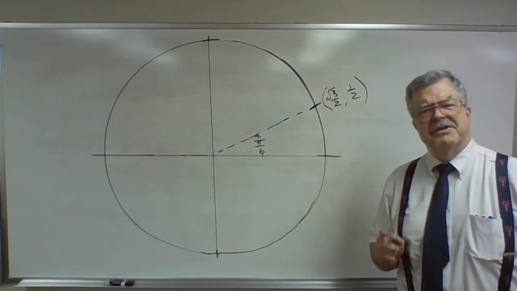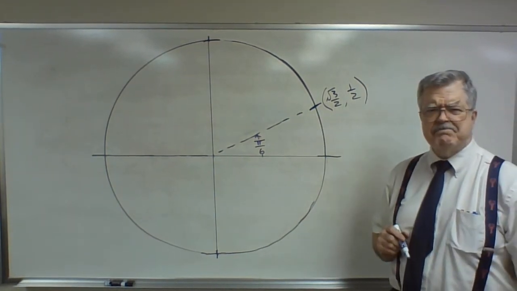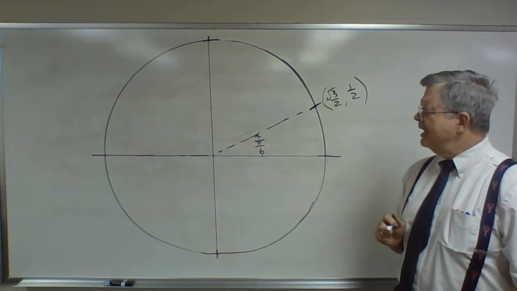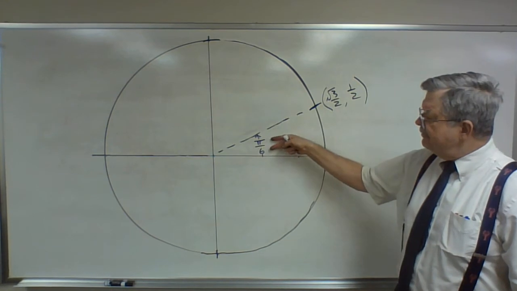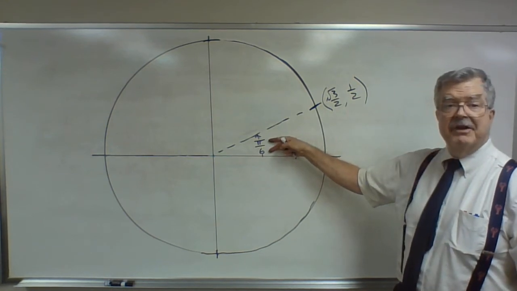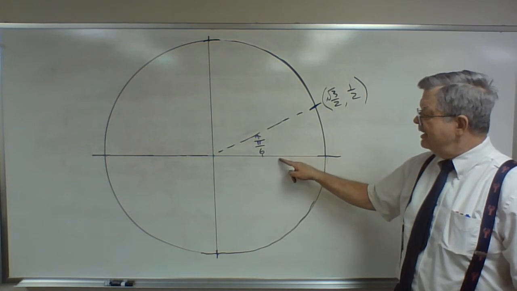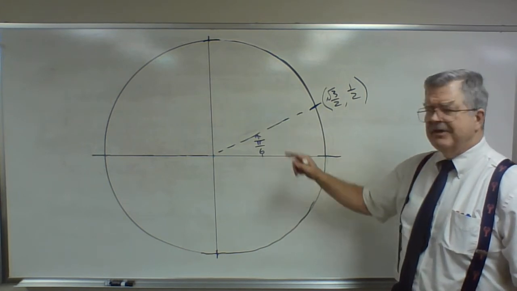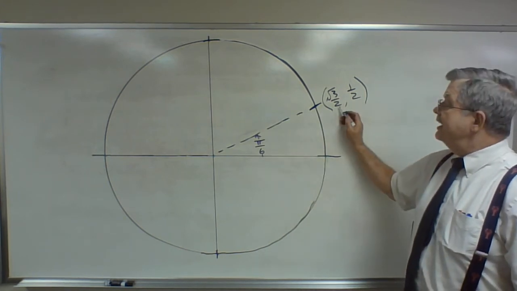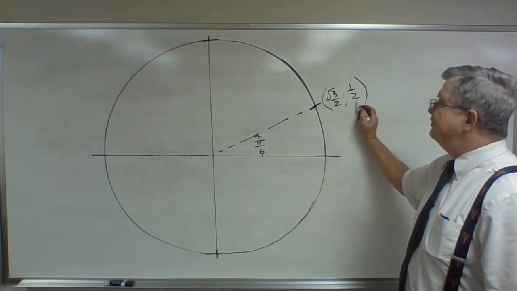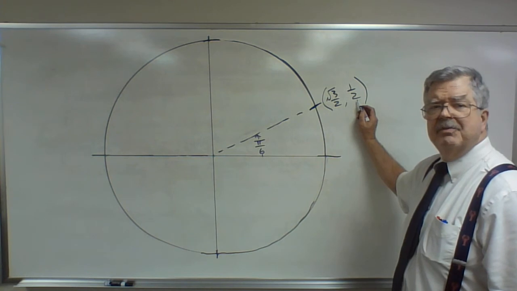We're about to hit a snag. And to illustrate what the problem is, let's consider the angle of pi over 6, the angle that this ray makes with the positive x-axis. Cosine of pi over 6 is square root of 3 over 2. The sine of pi over 6 is 1/2.